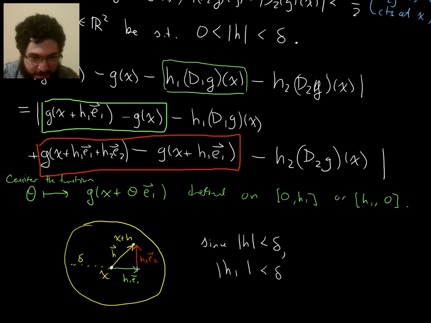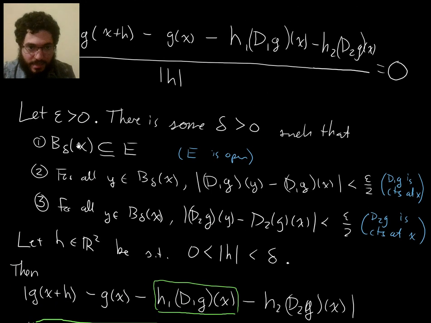And since x is the center and this point is also in there, any point along the segment connecting them is also in there. In fact, the delta ball is convex. Euclidean balls are convex, so any 2 points you have in there, all the points on the segment joining them are going to be in there. So here x is in here, and h1 e1 is in here, so all the points on the segment connecting them are in this ball. So they're in the domain of g, because they're all in the set E. Remember, one of the properties of our ball was that it's inside E.